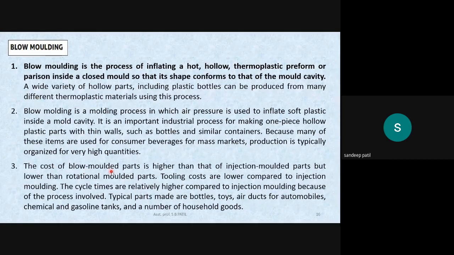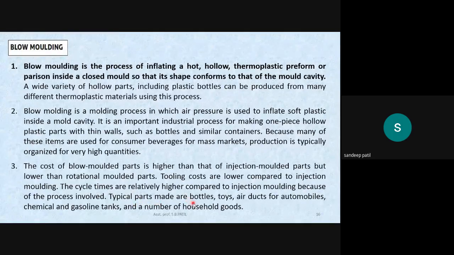The cost of blow molded parts is higher than that of injection molded parts, but lower than rotational molded. Tooling costs are lower compared to injection molding. Cycle times are higher compared to injection molding. Why? Because of the process. So what is the process? The extra process is to inflate the soft plastic using air pressure. That is why cycle time is somewhat higher.